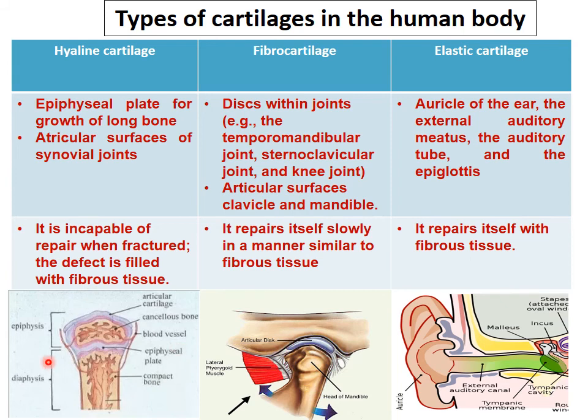Thus, here this is the epiphyseal plate and articular cartilage, hyaline type. Here is the disc in the temporomandibular joint or articular surface of the head of the mandible, this is fibrocartilage, and the auricle and the external auditory meatus are elastic cartilage.